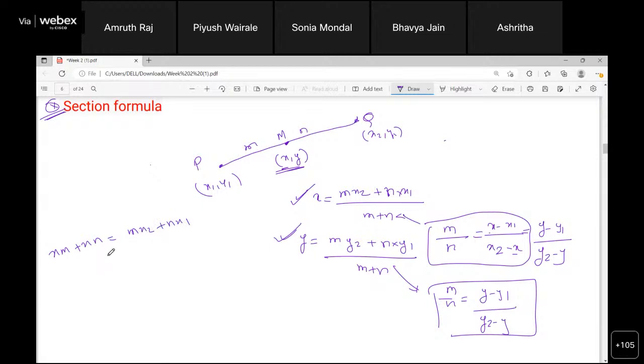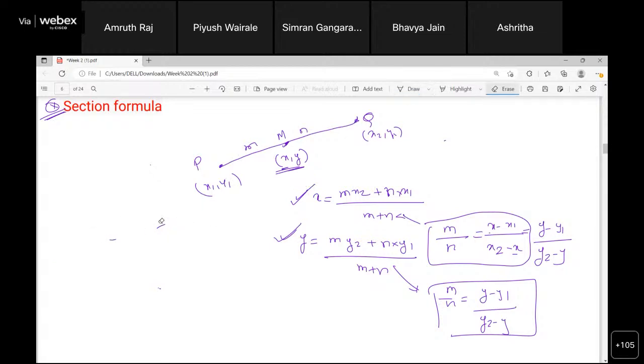Sir, isn't this similar to the slope formula? No, the slope formula is different. If I want to find the slope, it's the difference in y coordinates over the difference in x coordinates. Here we are finding out the ratio. I'll discuss the slope formula also, don't worry.